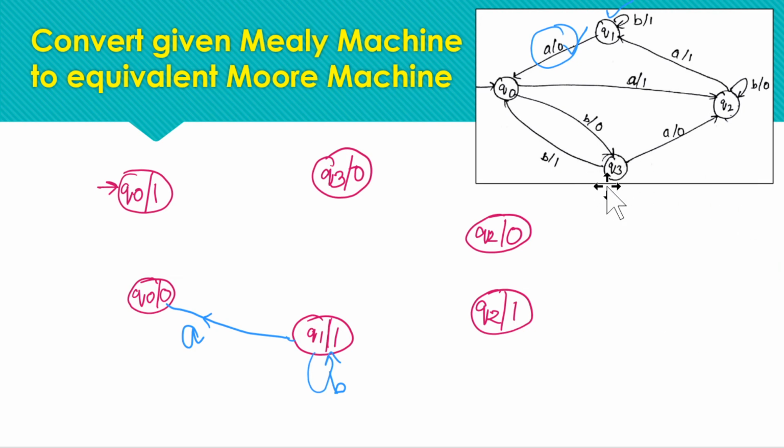Now coming to state Q3. So from Q3 we are having two outgoing. One is this, we are moving to state Q2 with output 0. So for Q2 we are having two states, but we need to make transition to the Q2 with output 0, because here we are having 0 as output. So here is the transition, we are moving to Q2 with input symbol A and generating the output 0.